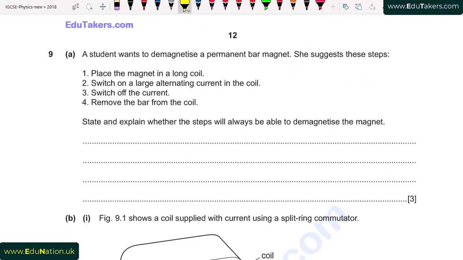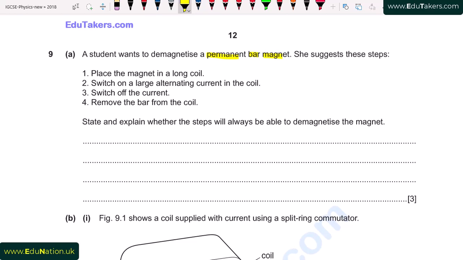Question number 9, part A. A student wants to demagnetize a permanent bar magnet. She suggests these steps. 1. Place the magnet in a long coil. 2. Switch on a large alternating current in the coil. 3. Switch off the current. 4. Remove the bar from the coil.